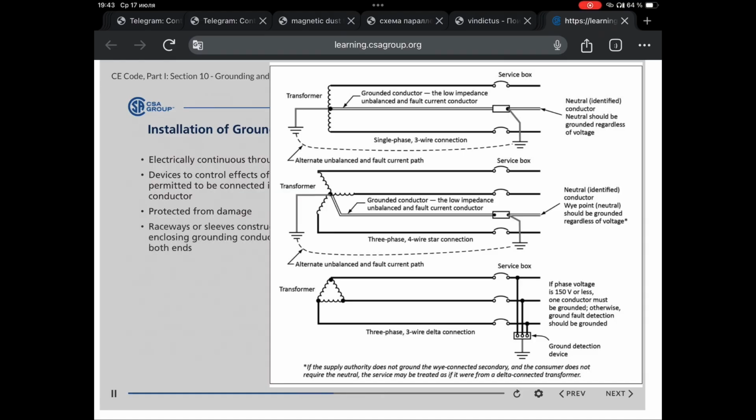Raceways or sleeves constructed of magnetic materials used to enclose grounding conductors shall be connected to the grounding conductor at both ends. A grounding conductor installed in the same raceway with service conductors shall be insulated, except that an uninsulated grounding conductor shall be permitted where the length of the raceway does not exceed 15 meters between pull points, and does not contain more than the equivalent of two 90-degree bends between pull points.